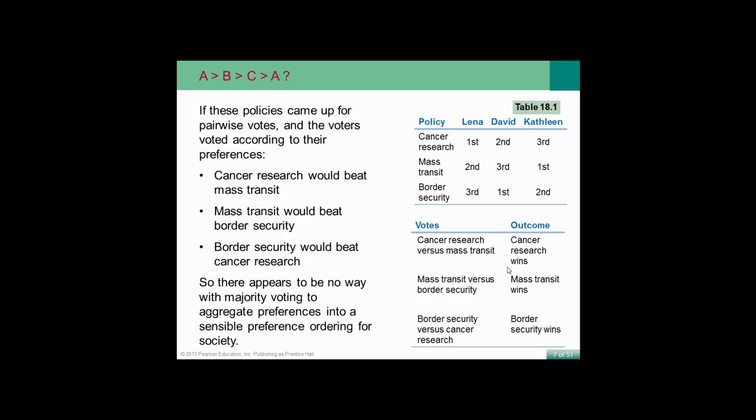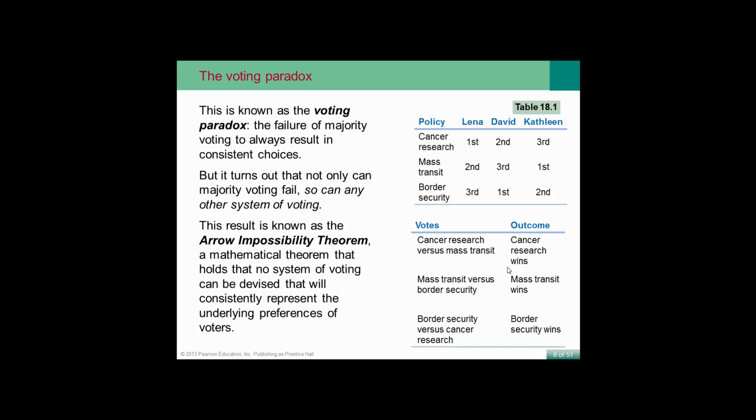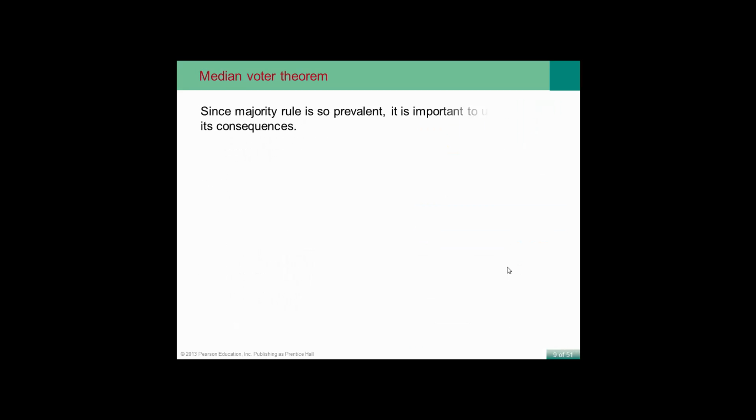So there appears to be no way for majority voting to aggregate preferences into a sensible preference ordering for society. And this is kind of what happens all the time when the government votes. This is known as the voting paradox, the failure of majority voting to always result in consistent choices. But it turns out that not only can majority voting fail, so can other voting systems. This result is known as the Arrow impossibility theorem, a mathematical theorem that holds that no system of voting can be devised that will consistently represent the underlying preference of voters.